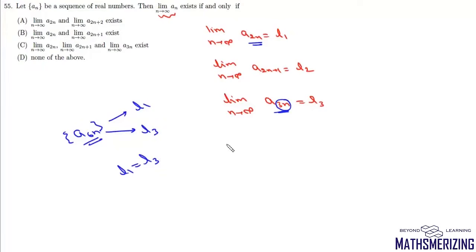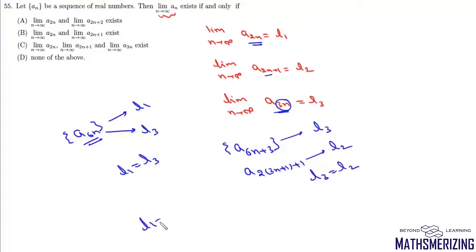Now let us consider another sequence, which is a_(6n+3). Now a_(6n+3) is a subsequence of a_3n. So that means it will converge to L3. And we can also write 6n plus 3 as 2 into (3n plus 1) plus 1, which is of the form 2n plus 1. So that means it is a subsequence of a_(2n+1). It also converges to L2. So from here we can say L3 must be equal to L2. So L1 must be equal to L2 must be equal to L3.